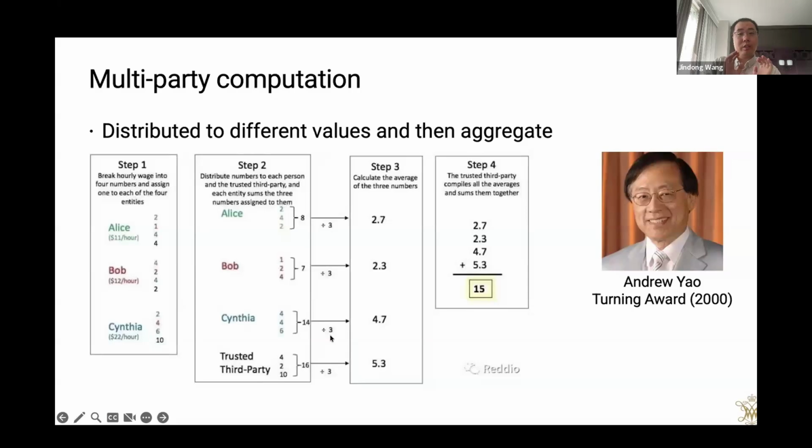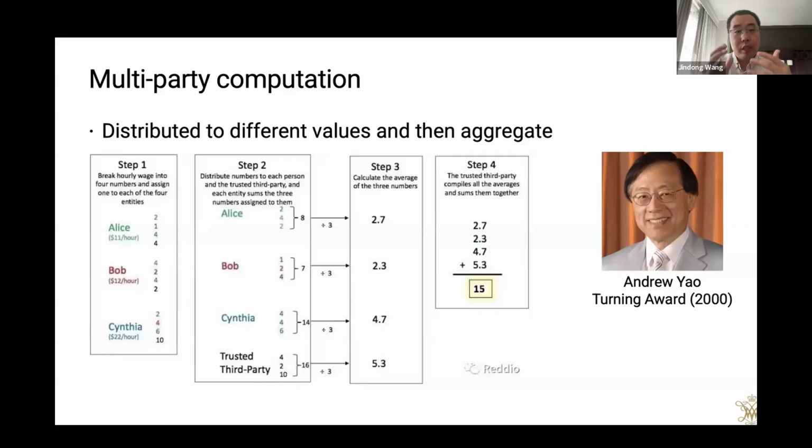Actually, it's very interesting. You perhaps have heard that when you talk about AI privacy, computation, and this kind of encoding, there's a lot of math. It is indeed a lot of math, but we are telling you that this is not math. This is actually very interesting. So think about this situation. There are three people, Alice, Bob, and Cynthia. We want to know the average salary of their work. The ground truth is that Alice earns 11 per hour, Bob earns 12, and Cynthia earns 22. That's the ground truth.